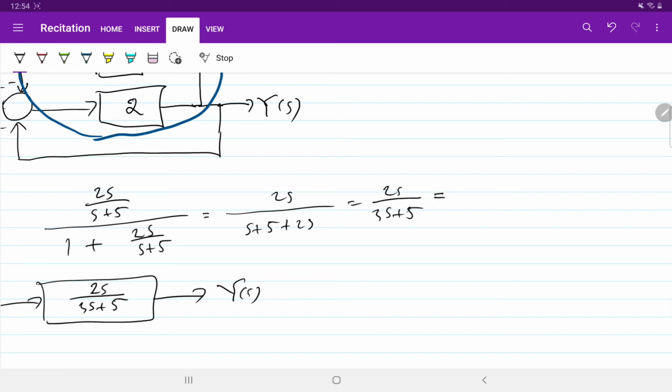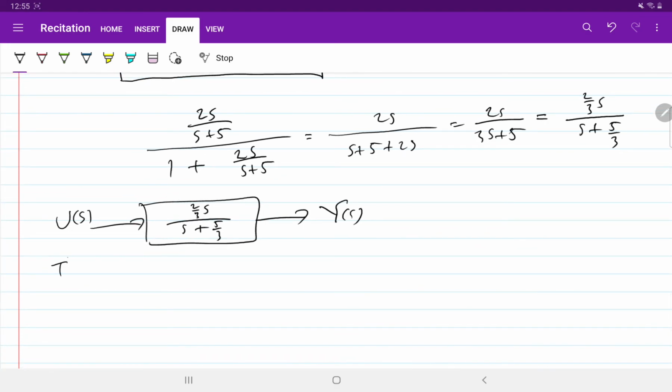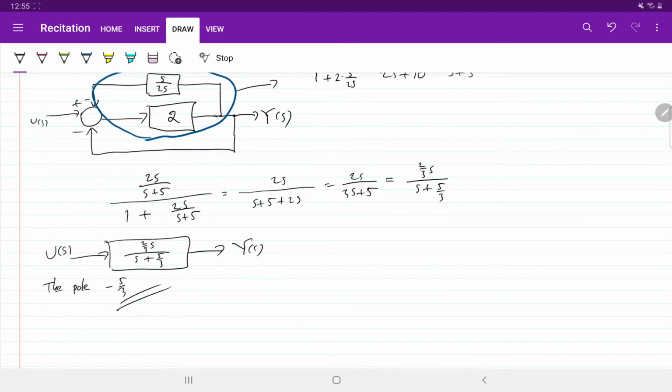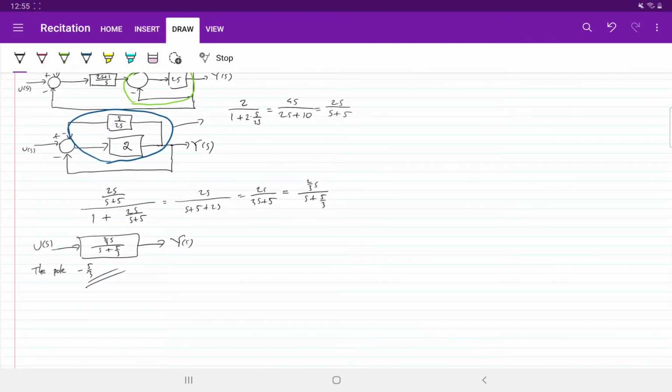So if you simplify it further, you can multiply it with 3 over 3. So 2 over 3 s plus 5 over 3. Okay, this one is 2 over 3 s plus 5 over 3. So the poles, or the pole, because there's only one pole, is minus 5 over 3. Okay, pretty simple. And that's the answer of problem number 3.